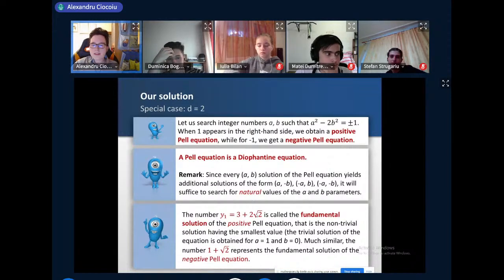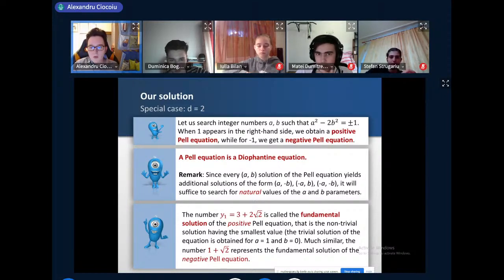Now, let us search for integer numbers a and b such that a squared minus 2b squared equals plus or minus 1. When 1 appears on the right-hand side, we of course obtain a positive Pell equation, while for minus 1, we get the negative version of that. A Pell equation is a Diophantine equation, which means that it is generally resolved through different recursive steps, not all of a sudden. Now, as an important remark, since every pair a and b of solutions of the Pell equation yields additional solutions of the form a minus b, minus a b, or minus a minus b, it will suffice to search for natural values of the a and b parameters.